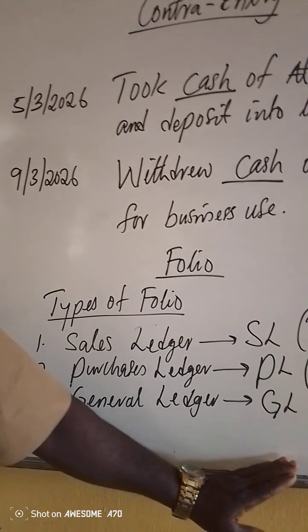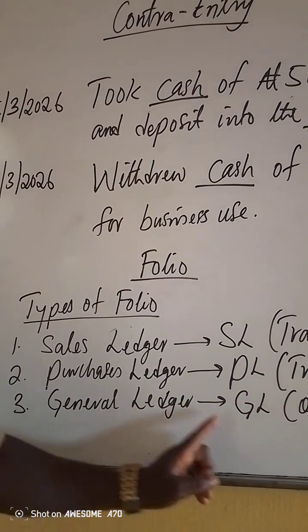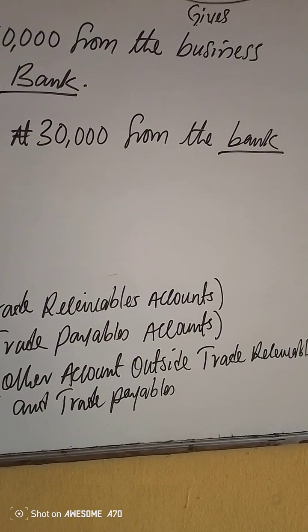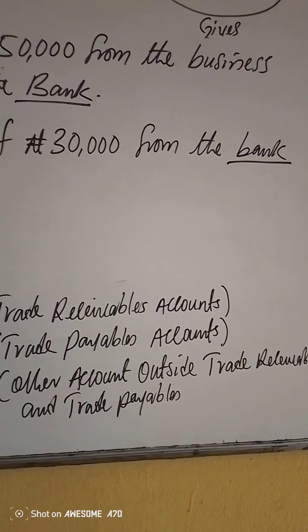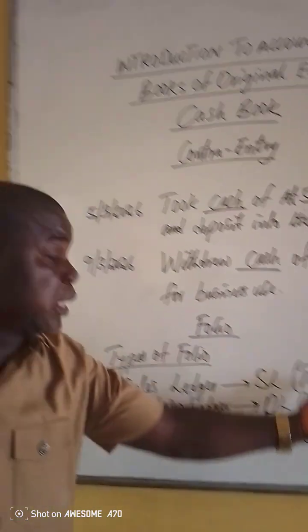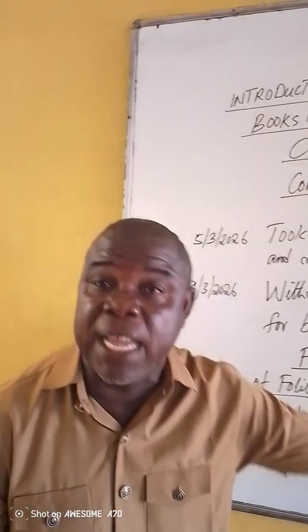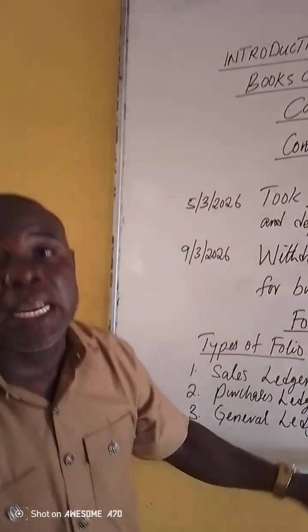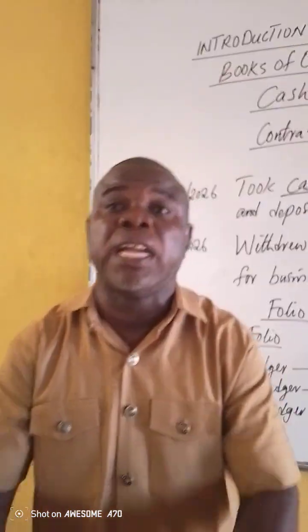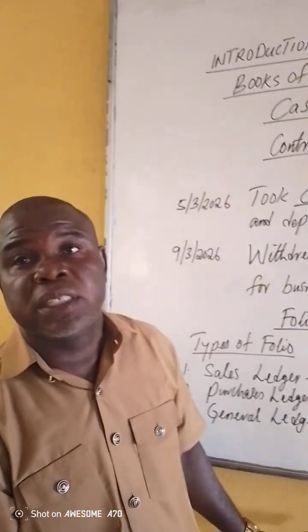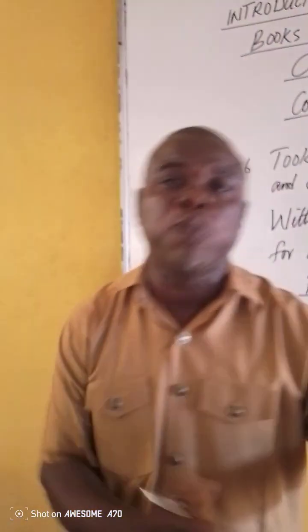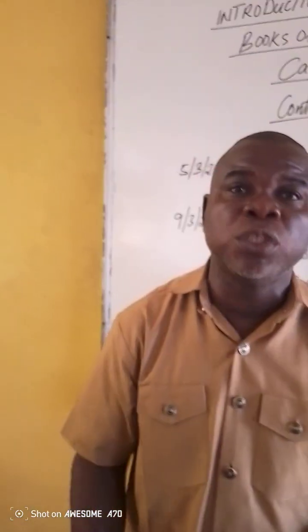And the last one is the general ledger. This simply means these are ledgers that are outside the sales ledger and purchases ledger. Any account that does not fall under the sales ledger, which is sale of goods on credit and the related transactions, and that of the purchases ledger, all other ledgers are grouped under what is called the general ledger. So these are the types of folio. When we come to the cash book, I will put in the transactions and explain how the different folios will be used in accounting.